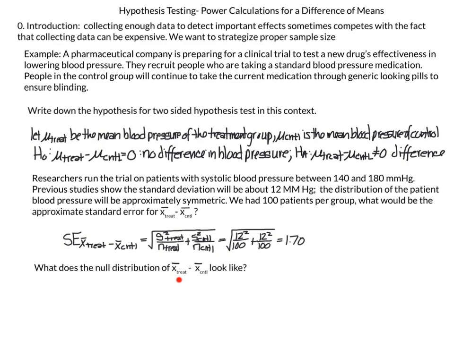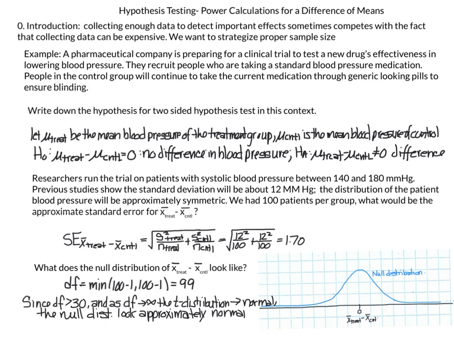What does the sample mean of the treatment group minus the sample mean of the control group look like? From our last video, we learned when we looked at the difference of means, we would use the t-distribution. So we need to look at our degrees of freedom. In this case, the degrees of freedom is the minimum of the first sample size minus 1, so that's 100 minus 1, and the second sample size, which is also 100 minus 1. So the degrees of freedom is equal to 99.